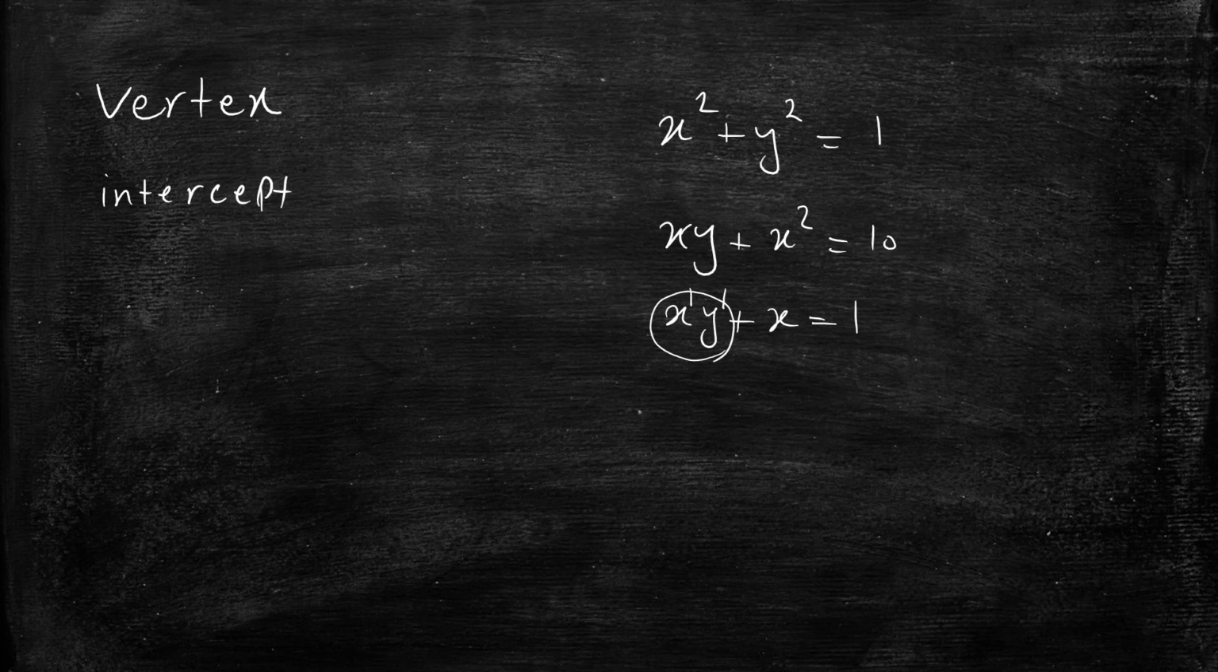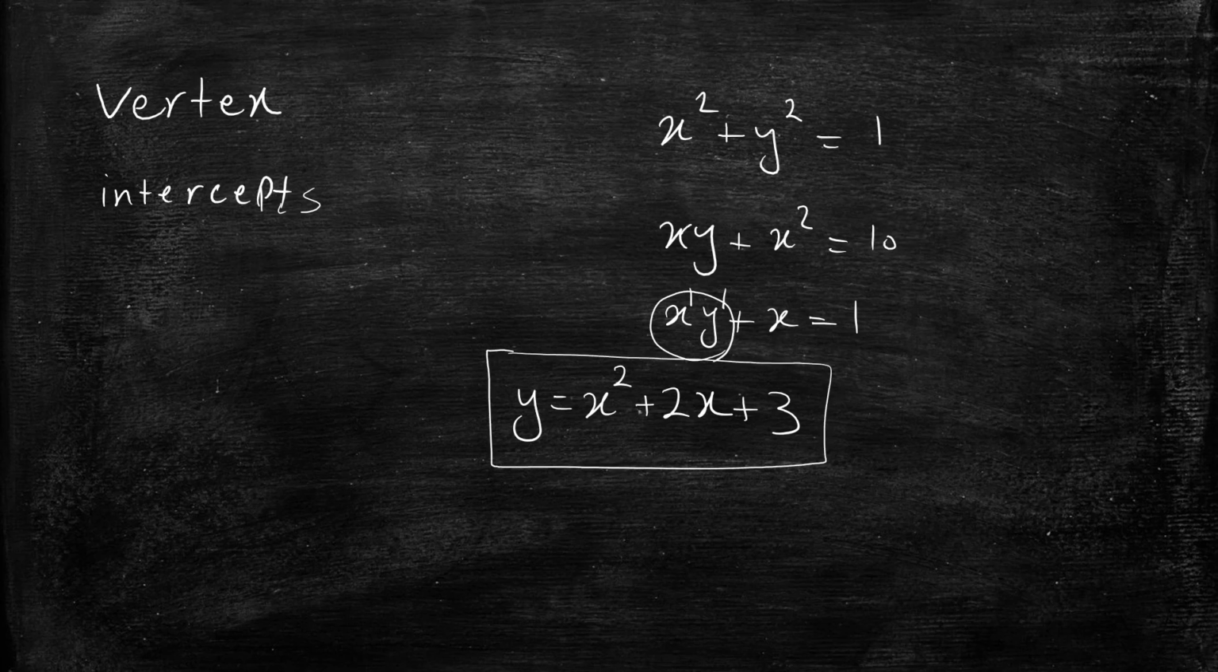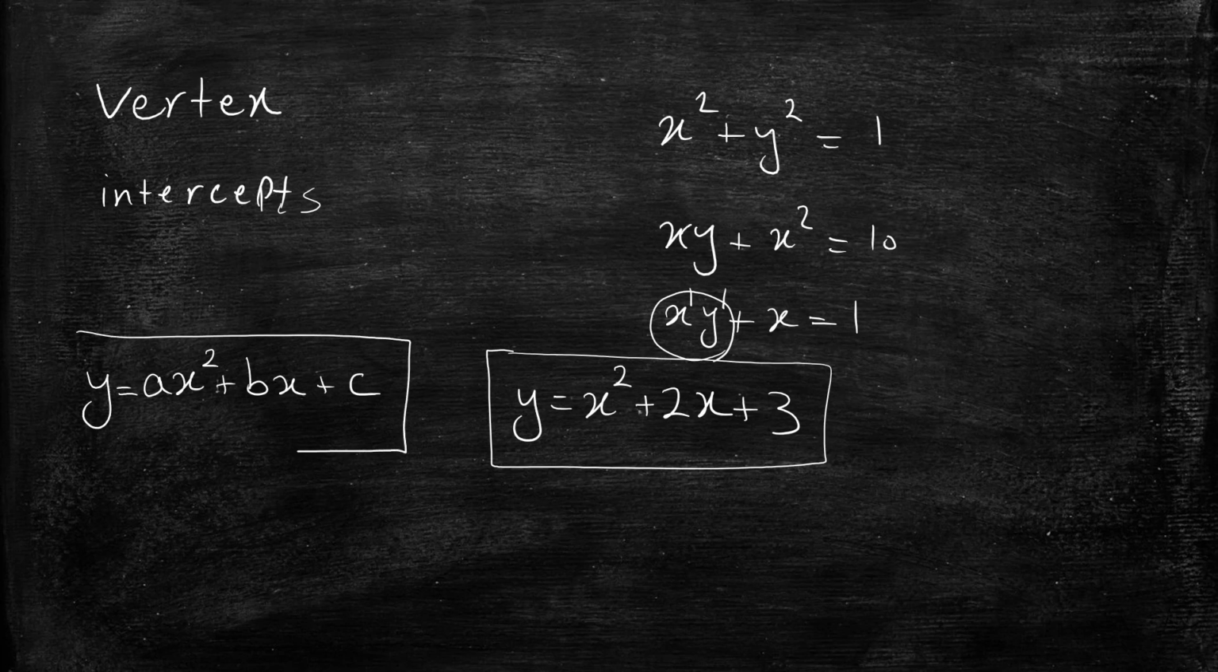But today we're going to only cover the vertex and intercepts of quadratic equations that have two variables, but only one variable is raised to the power of 2. Something like this: y equals x squared plus 2x plus 3. Something like this is going to be the type of equations that we are going to talk about. And they have a general form that we have been introduced to already, and that is y equals ax squared plus bx plus c.